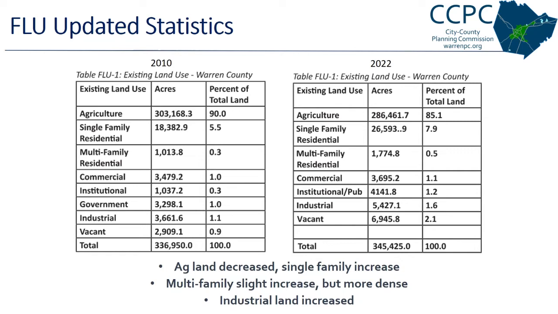And vacant land is actually more, but a lot of that is probably attributed to better record keeping. I don't think that we actually necessarily have more vacant land than we did in 2010. So again, our ag land decreased, our single family land increased, but multifamily had a slight increase, but it's more dense. Single family is more dense as we build denser developments, and then our industrial lands have increased.